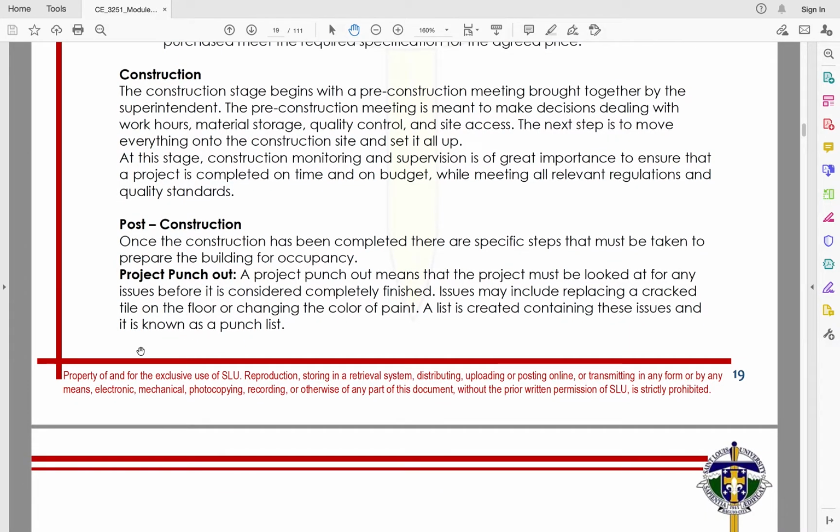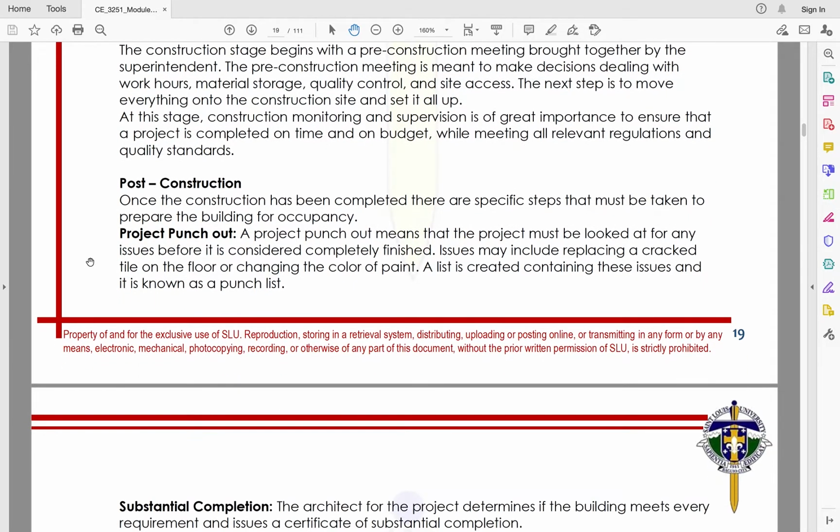So after the pre-construction, it would be the construction phase. After the construction phase, we are now on the post-construction. Okay? So for the post-construction, once the construction has been completed, there are specific steps that must be taken to prepare the building for occupancy. So hindi agad-agad na pag natapos na yung construction phase, pwede nang i-occupy yan. No. First, we need to do our project punch out.